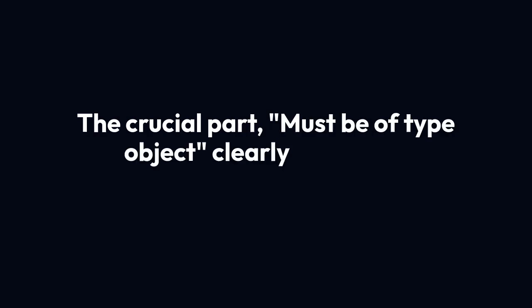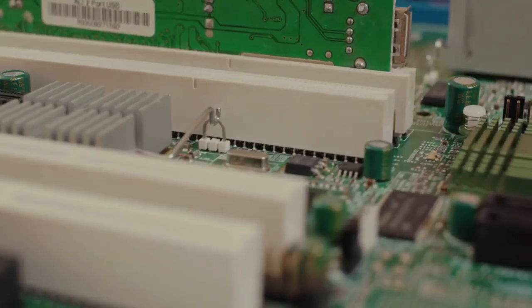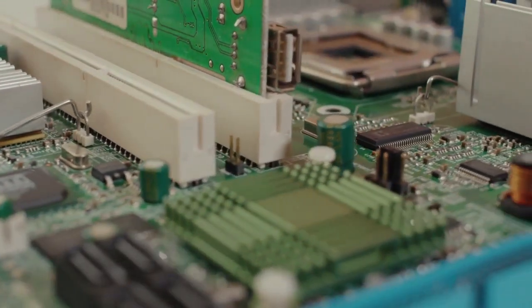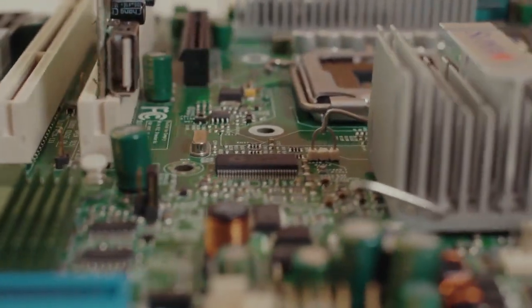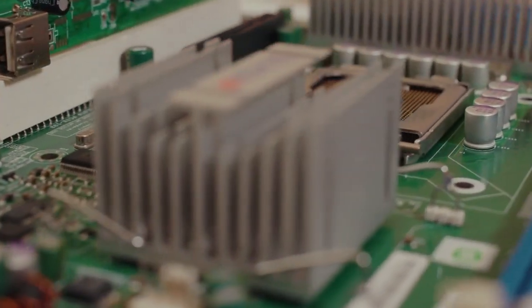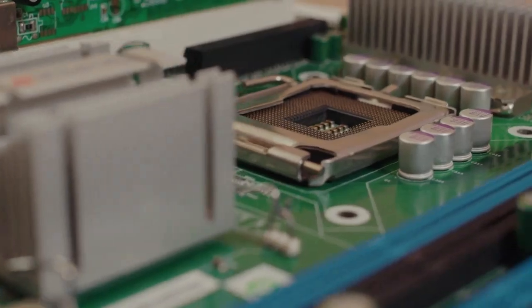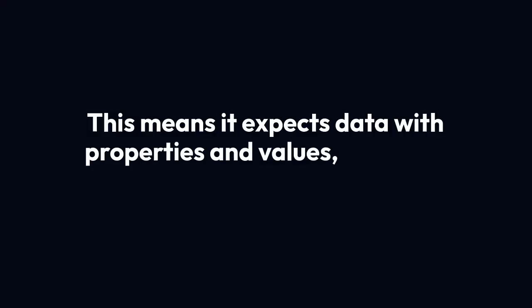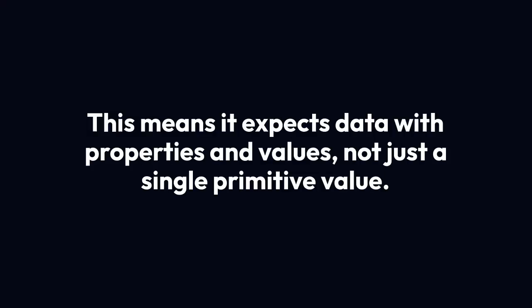The crucial part, "must be of type object," clearly states the expectation. The code was designed to work with a structured piece of data, something like a JavaScript object or a JSON object, which typically looks like key, value. This means it expects data with properties and values, not just a single primitive value.